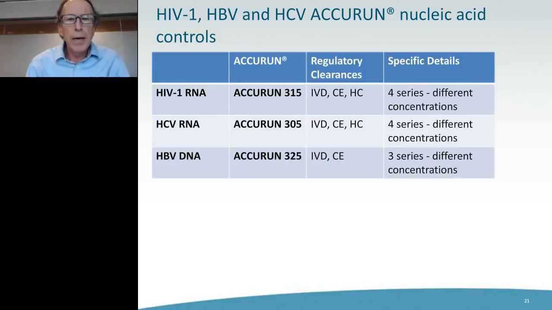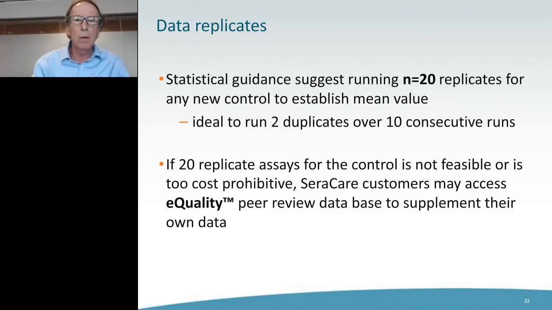So the products that we use for this data set are HIV-1, the ACCURUN 315. You can see the regulatory clearance. We actually have 4 different series at different concentrations that you can see on our website. HCV is ACCURUN 305, same thing. We have 4 different concentrations, and HBV is the ACCURUN 325 with 3 different series. And remember, we manufacture these controls with real virus in a commutable matrix to represent the patient sample.